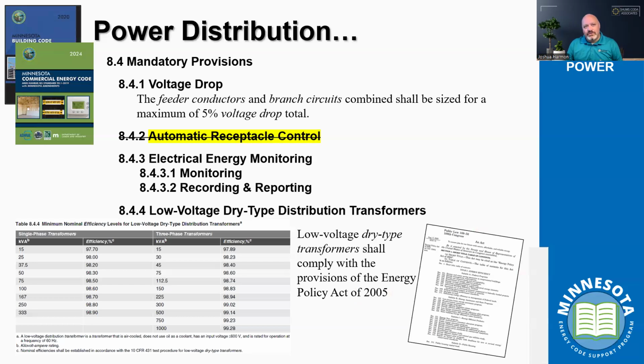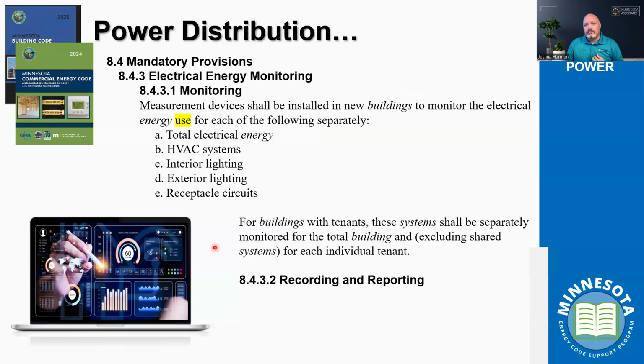So again, this is really not a huge thing that I've seen a whole lot of problem with. But again, 8.42 was deleted, so we don't have to worry about that. 8.43 is going to be electrical monitoring. We'll talk about, and again, transformers. We've talked about that already. It's very simple. That's all of it, right?